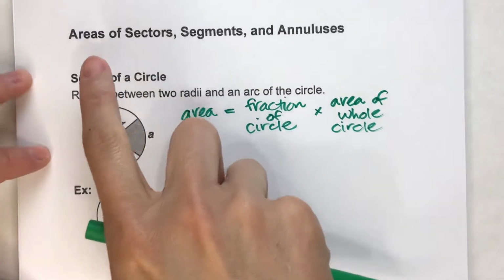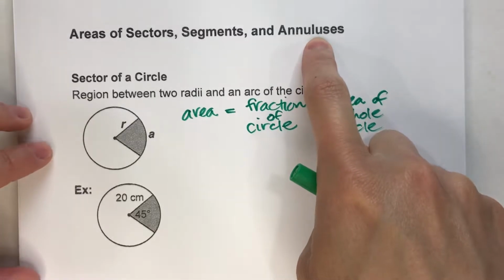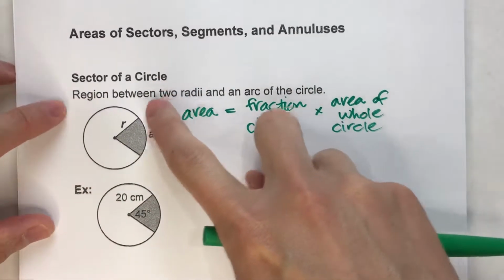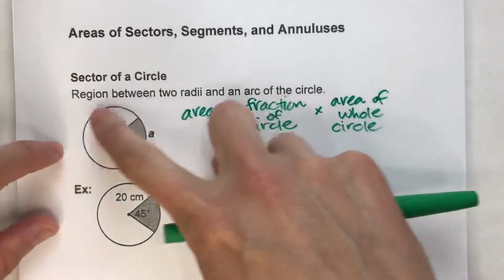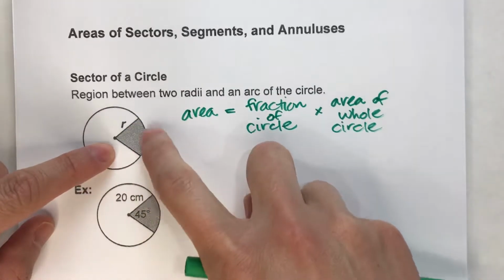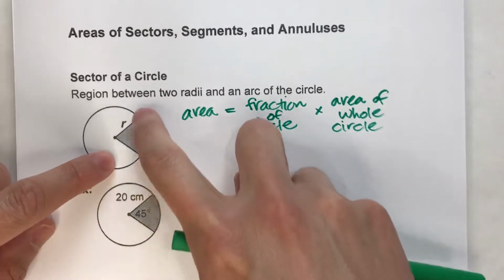So today we are finding the areas of sectors, segments, and annuluses. So let's start with sectors. The sector of a circle is the region between two radii and an arc of the circle. So here's a circle, here's my two radii, and notice the region between the two radii and the edge of that circle is the sector.